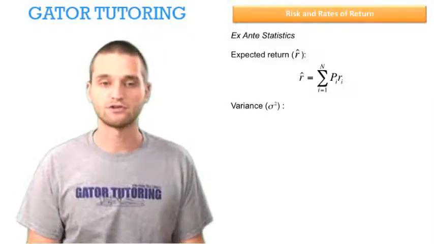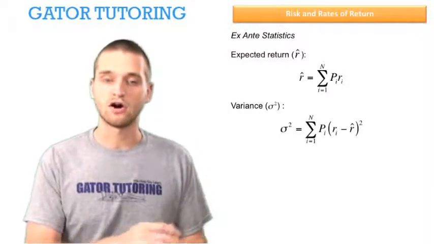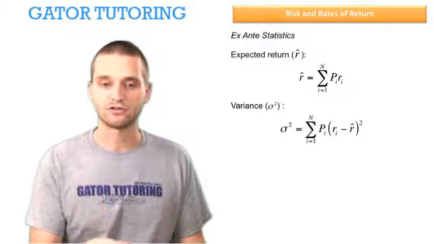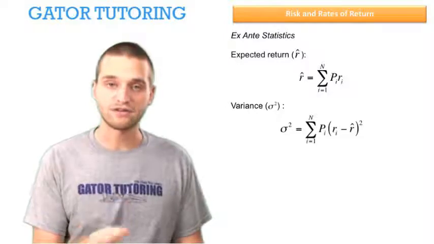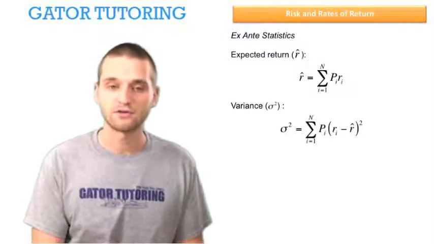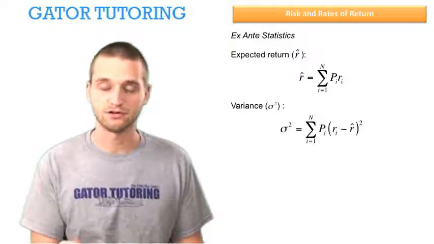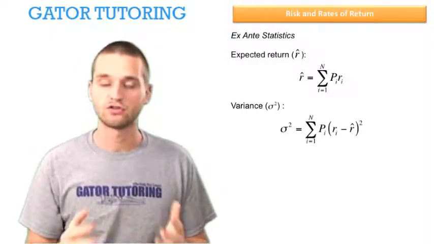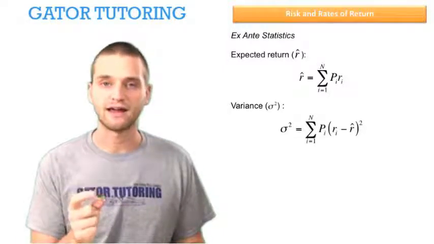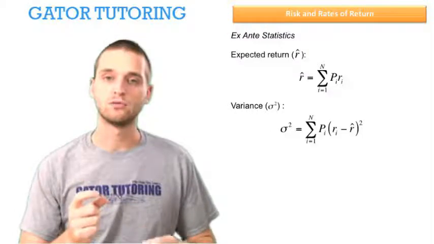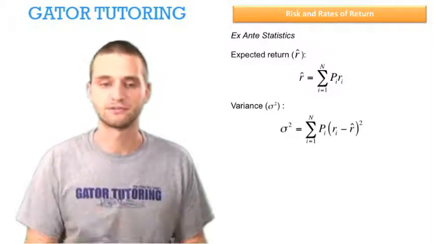The variance, which is denoted sigma squared, is just the sum of all the different n states of nature, so the sum from i equals 1 to n, of the probability of the ith state of nature occurring, times the return associated with that period, minus our expected return, which was the first thing that we calculated, squared. And the reason we square is to keep everything positive. So basically you're looking at the error between what the return is in that period versus your average or expected return.